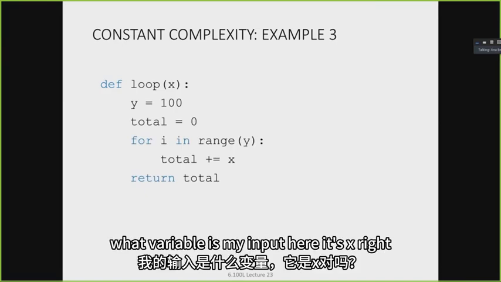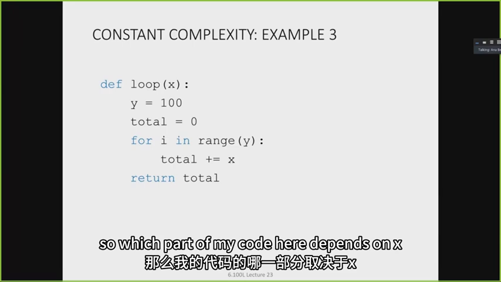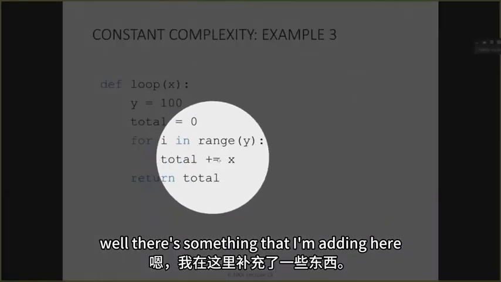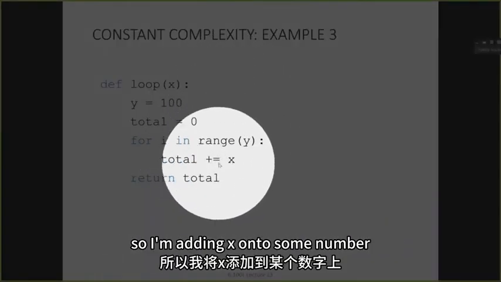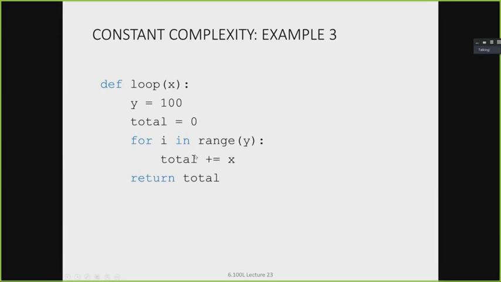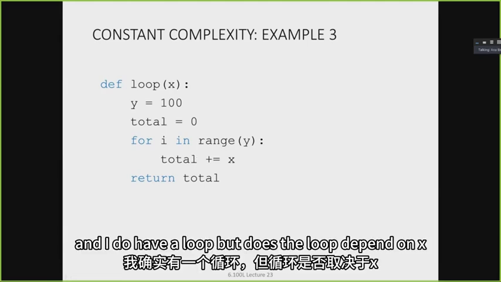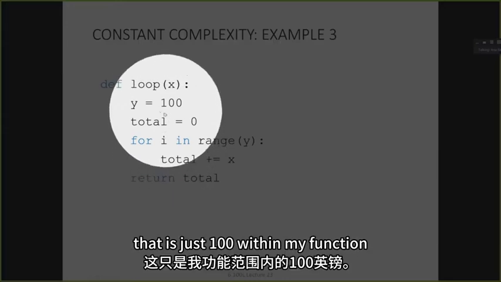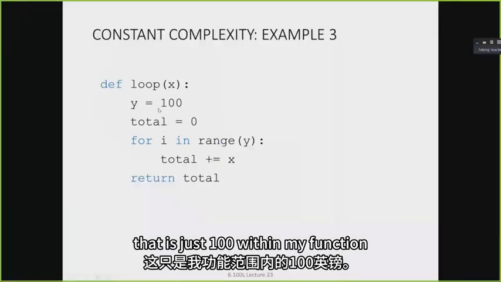It's x, right? So which part of my code here depends on x? Well, there's something that I'm adding here. So I'm adding x onto some number. And I do have a loop, but does the loop depend on x? No, it depends on some number that is just 100 within my function.